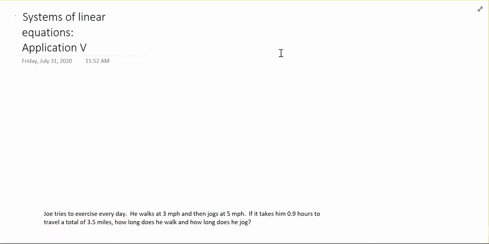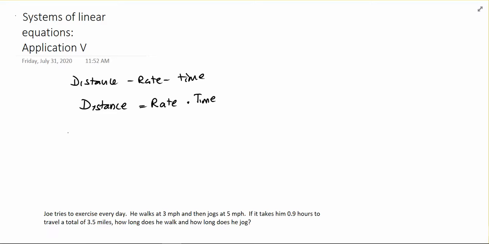Hello and welcome to exploring one more aspect of linear systems of equations and their applications. These kinds of problems that I'm going to look at next are distance, rate, time problems. There is a basic relationship between these. Distance is equal to rate or speed times time.